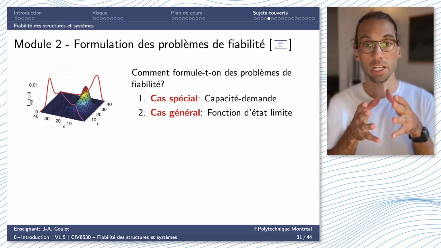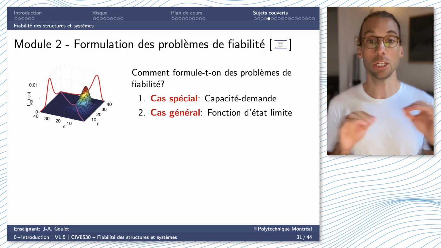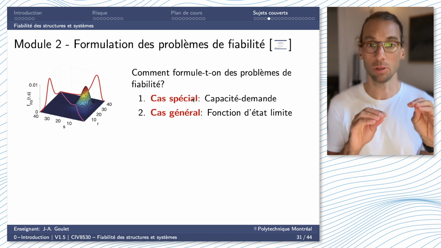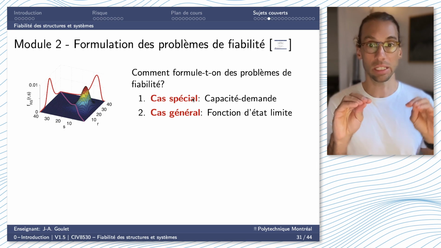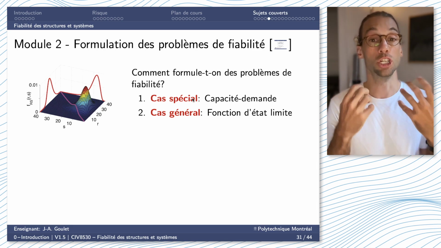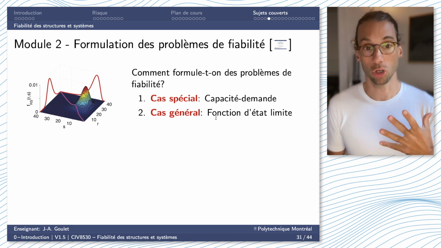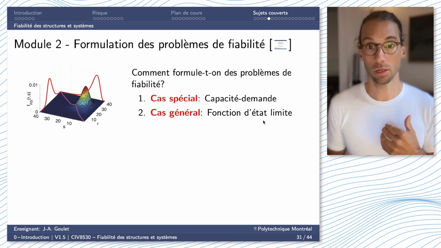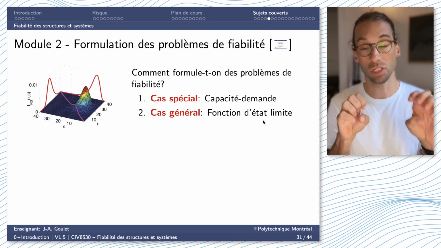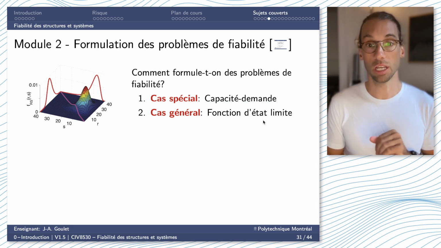Module 2, we're really going to tackle how we formulate a reliability problem, and we're going to see it in 2 ways. Either for the special case, we're going to formulate it directly with the resistance and solicitation considered as random variables themselves, or the general case, which is the much stronger one, where we're going to define what we call a limit state function that involves breaking down the resistance and the solicitation into all the individual variables involved in them.